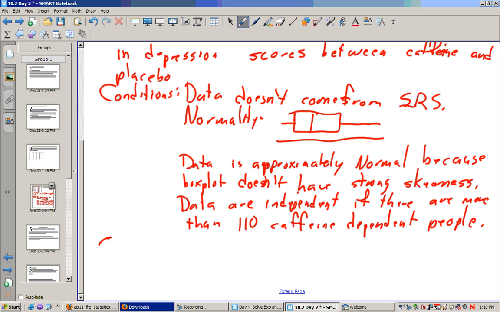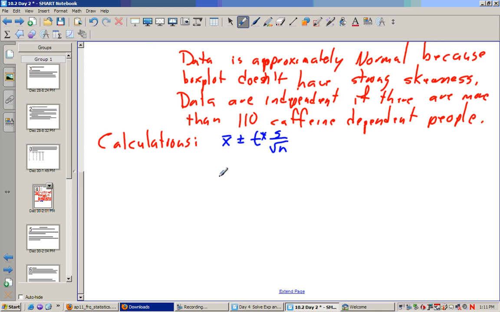All right, so now we go to our calculations. Now, we have L3. Our L3 is going to be our differences. So let's go to one variable stats of L3. Remember, it's x bar plus or minus t star times s over the square root of n, because we don't know the standard deviation for the population. Our x bar from one variable stats is 7.36 plus or minus our t star. Now our t star, we have to look back at our charts.